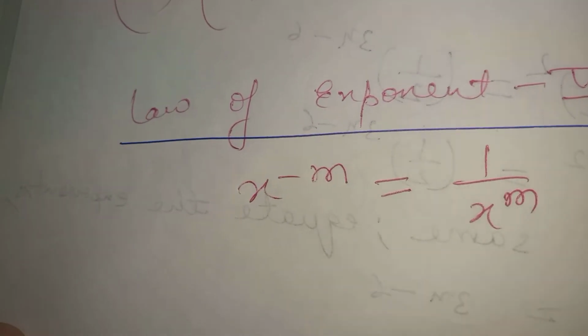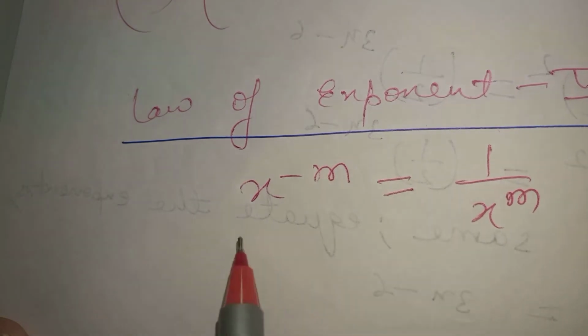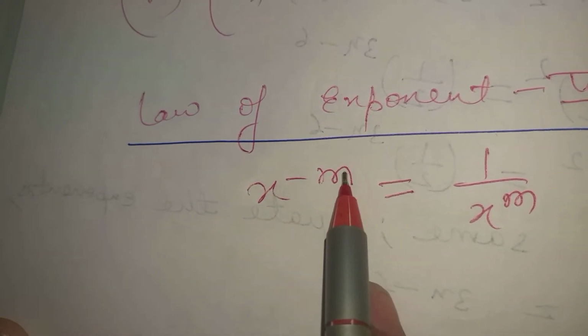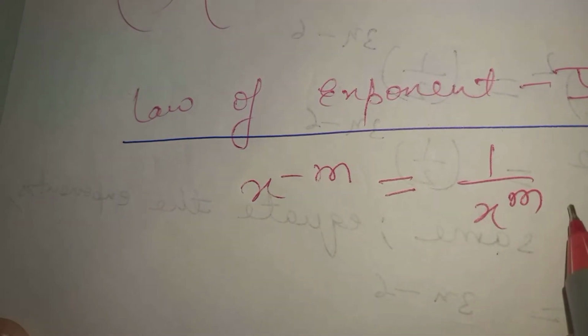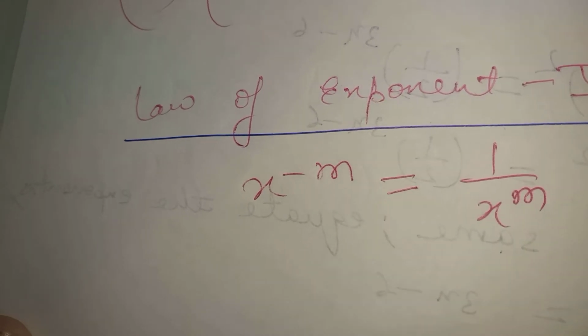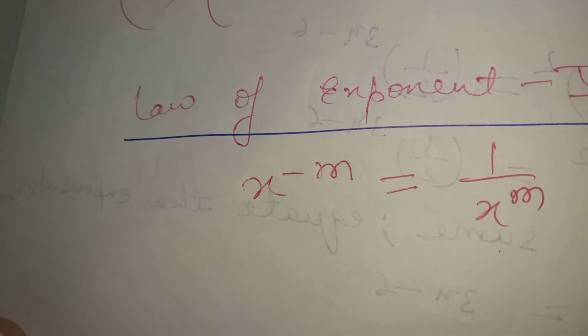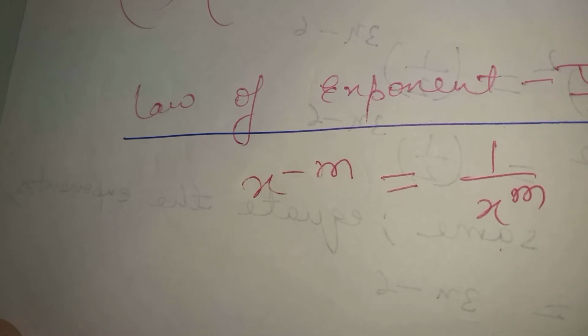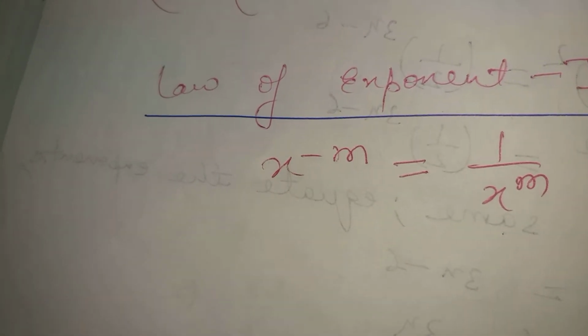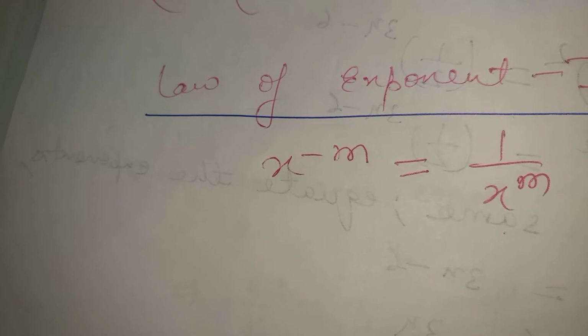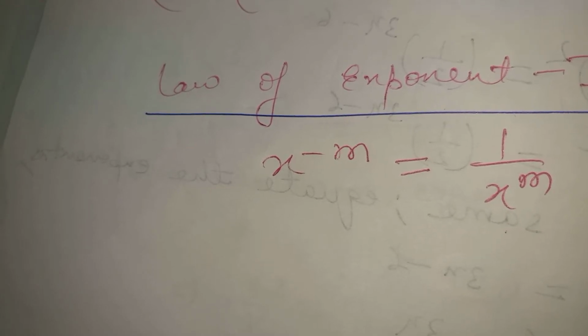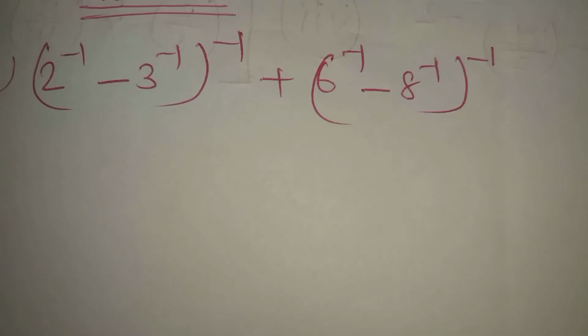Today we have to learn the fifth law of exponent, that is x to the power minus m is equal to 1 by x to the power m. This is also called the reciprocal law of exponent. As we have studied four laws of exponents in our earlier classes, today we have to do this one. Now we will do the next worksheet, which is based on this law of exponent, and also the previous four laws will be used in this worksheet.